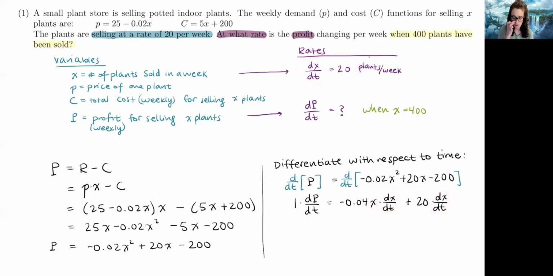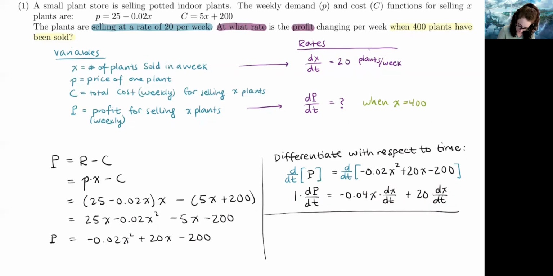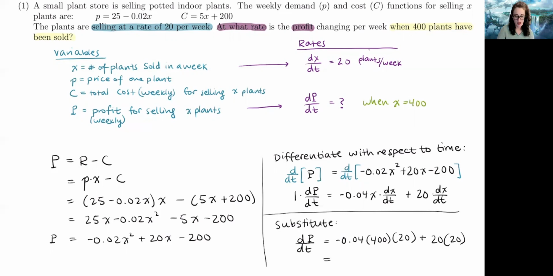So it looks like at this point, now we can plug in the values that we have. Okay, so we have dP/dt on the left-hand side. We're going to plug in 400 for x and a 20 for dx/dt. And let's see what we get. Negative 0.04 times 400 times 20, and then we'll add 20 times 20. And that comes out to be 80.